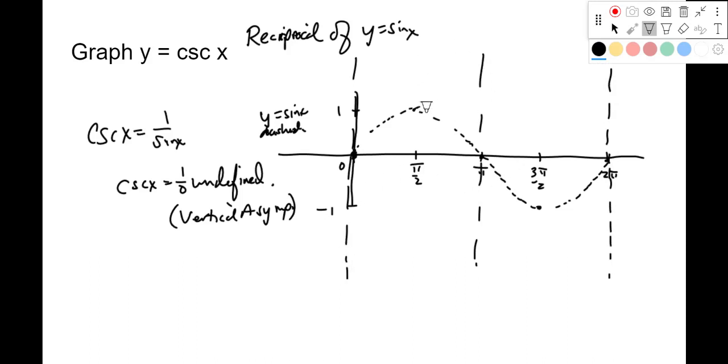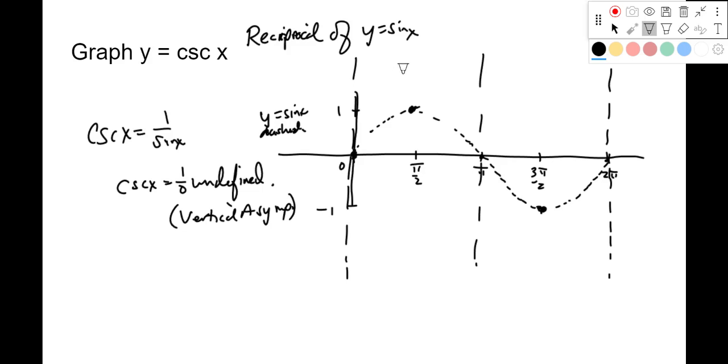Now, sine and cosecant share the high point and the low point. They share it in common. And that should make sense because if the sine is 1, then cosecant is 1 over 1. It's 1. It's the same value. Same thing down here. Sine is negative 1. Cosecant is 1 over negative 1. It's negative 1. So now, what we want to do is cosecant is like sine being flipped over.